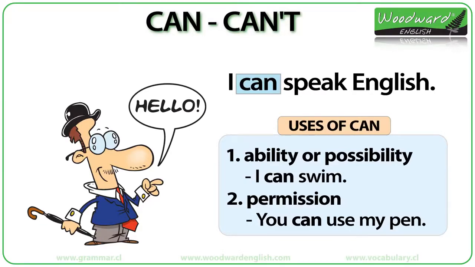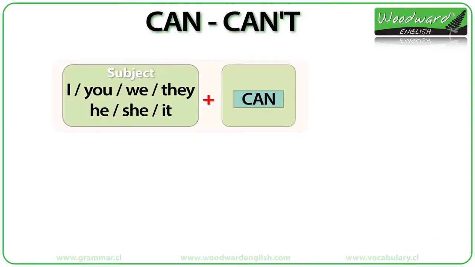How do we make sentences in English with can? It's simple. Can does not change with the subject. It is always can. I can, you can, we can, they can, he can, she can, it can, my friend can, the teacher can, the chickens can, everybody can. Can does not change in positive or affirmative sentences. Simple.